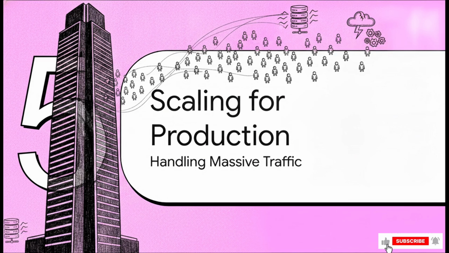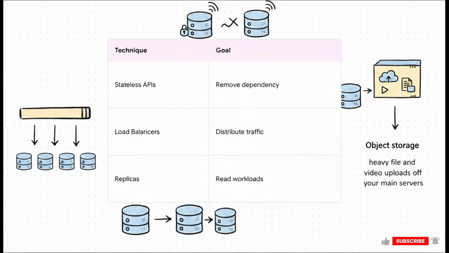Which brings us to the really fun stuff in Section 5, Scaling for Production. This is where we transition from a basic single server setup to a battle-ready intermediate architecture. If you want to survive a massive spike in traffic, your APIs have to become stateless.